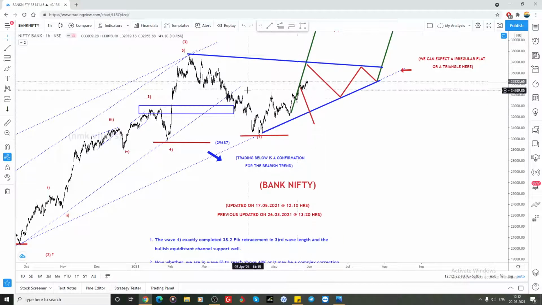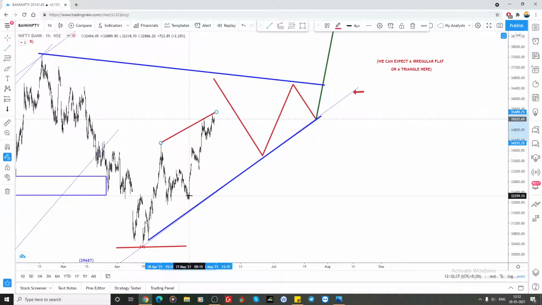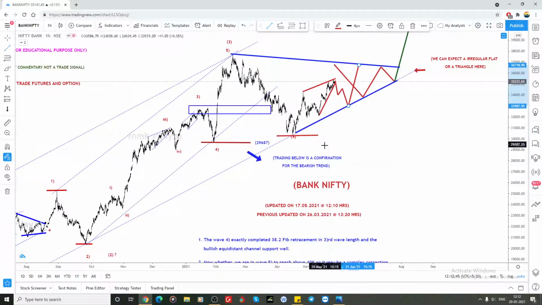What I said, like this. So I am expecting whether this is A, this could be B, 1, 2, 3, 4, and 1, 2, 3, 4, 5. It's going to complete here, and then may again make a three-wave structure. After that, it could make one more three-wave structure also. So once again, be online.